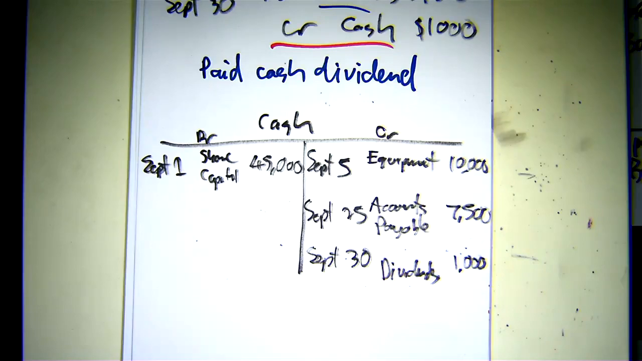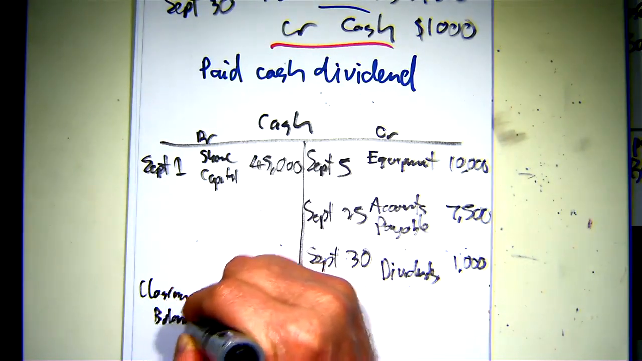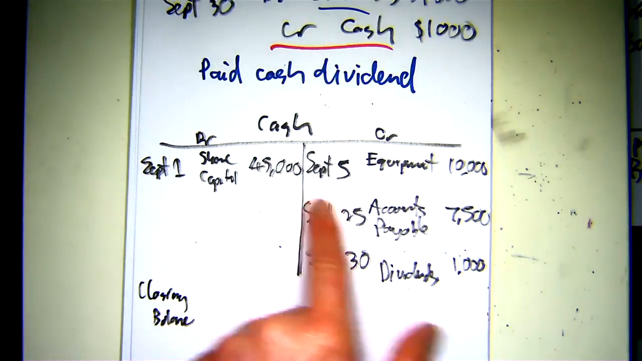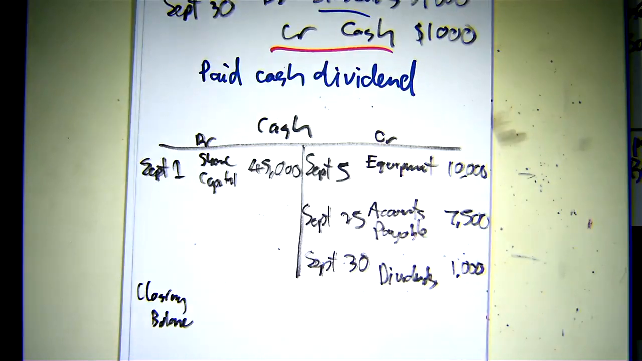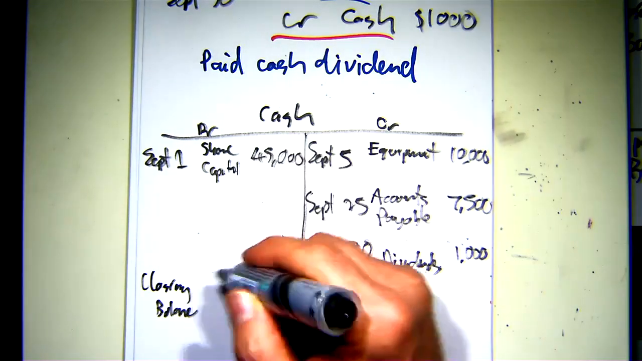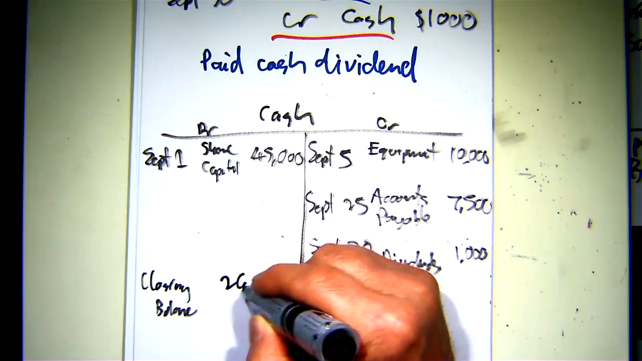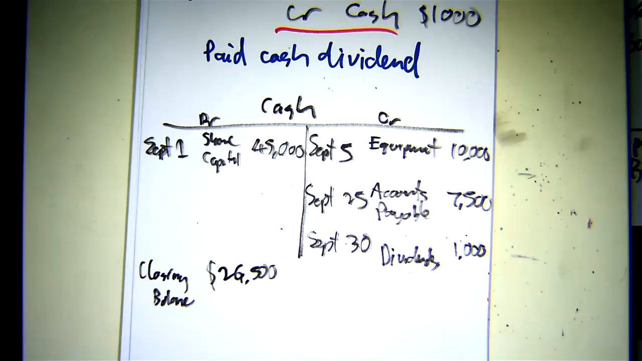And I'm not asked to do this, but the other useful thing to do is to work out the closing balance here as well. So the closing balance will be the 45,000 minus 10,000 minus 7,500 minus 1,000. So that's 18,500. It's probably around 24,500 off the top of my head. 26,000, thank you. So the closing balance, 26,500. I wasn't asked to do that in the problem, but I like to do that for completeness.